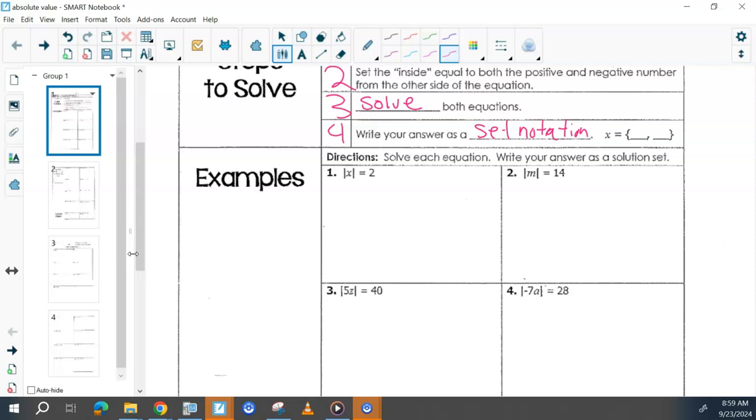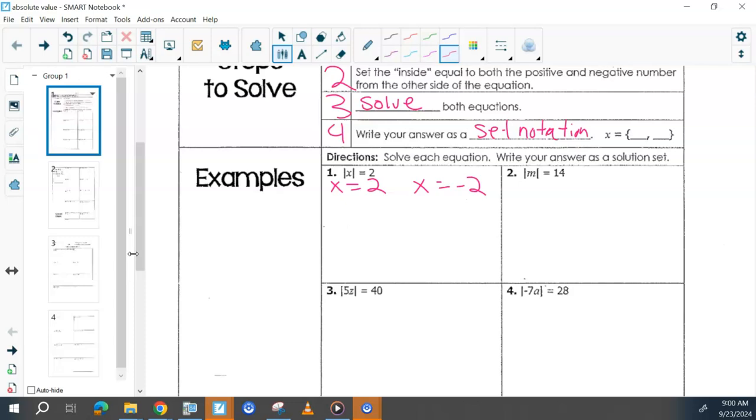So, if there was something outside of the absolute value bars, a plus something, a minus something, a times something, dividing something, whatever, we would get rid of that first. But in this case, there is nothing, so that part is done. Then we're going to take the inside, we're going to drop the absolute value bars and set the inside equal to both a positive version of this number and a negative version.